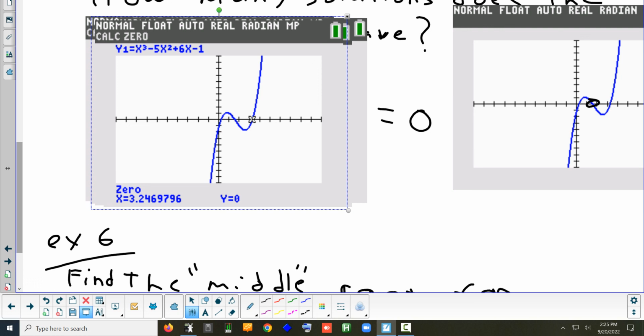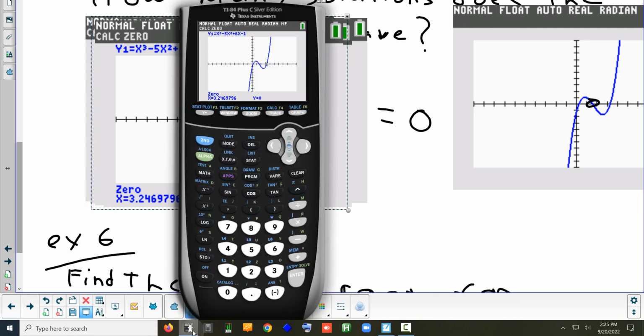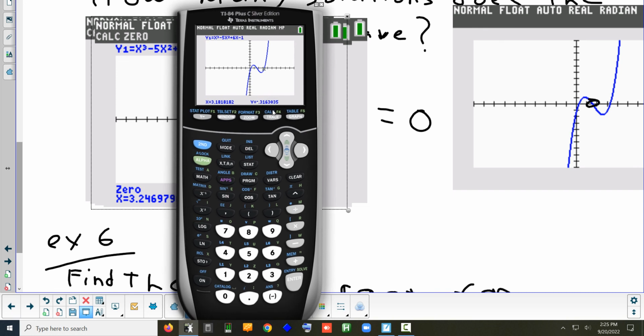Did you get 3.25? No? But you were with me right up until that step? Yeah. Can you just redo the last one? So, second, calc. It doesn't say count. So you press second, the blue button, or maybe it's a different color on yours. Second, and then the button that says calc right above trace. Okay. So second calc, 2. Pick a point to the left. Pick a point to the right.